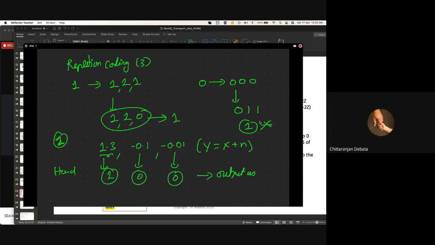Because you got 0, you will decode the output as 0. Okay. But if you do soft decoding, what I do in soft decoding in this particular case is I add all the received values. So I'll get 1.3 plus minus 0.1 minus 0.01, which will be how much? Which will be greater than 0. Okay. So I output this as 1.